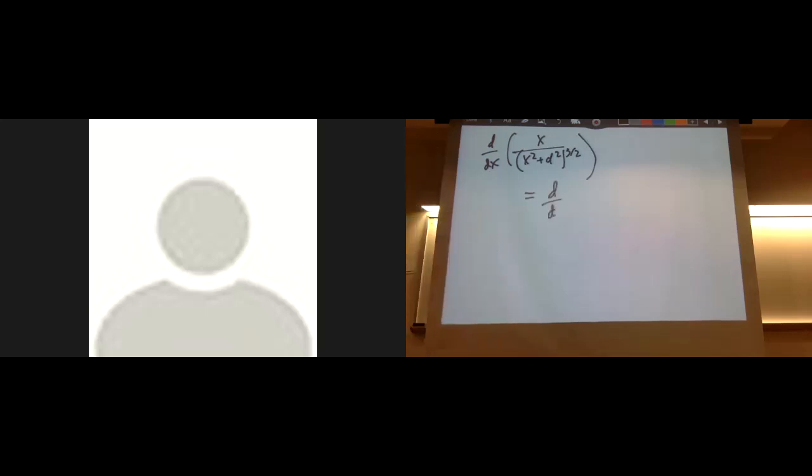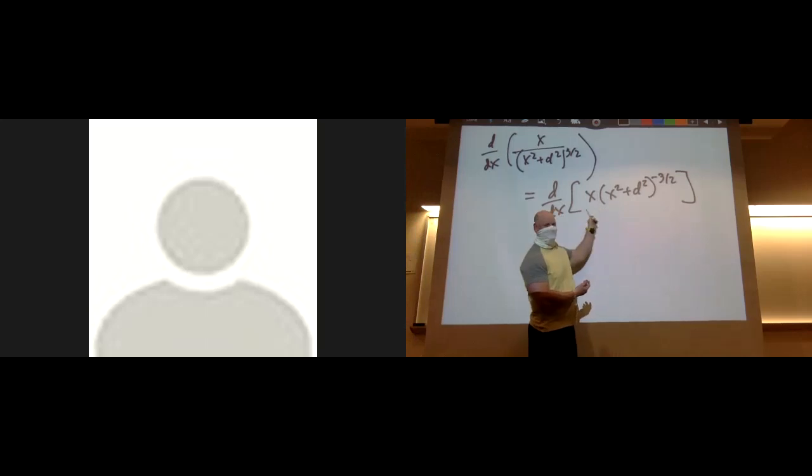So this is d dx of x times x squared plus d squared raised to the minus 3 halves power. Make our lives a little bit easier. So now what we have is a derivative of two functions. So we're going to take the derivative of that times that plus the derivative of that times that. Or the product rule. So it's simply going to be x squared plus d squared raised to the 3 halves power. That's the derivative of the first times the second, plus the first times the derivative of the second.